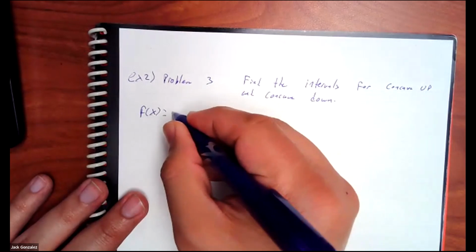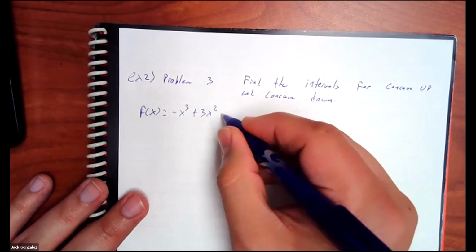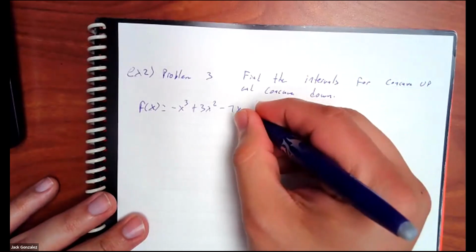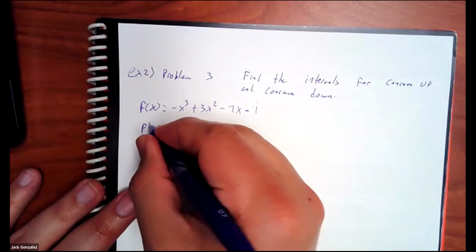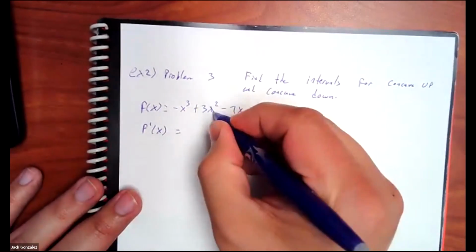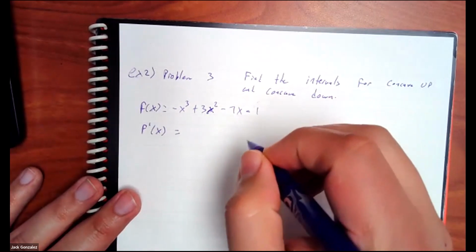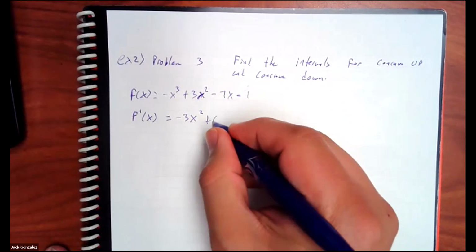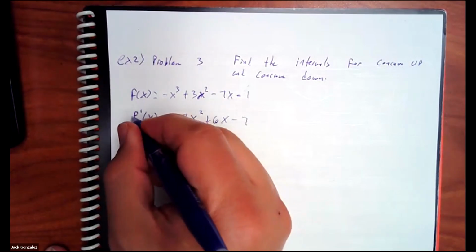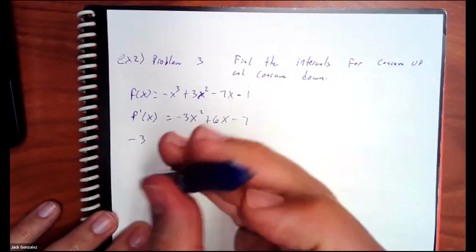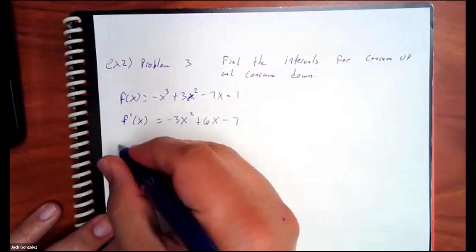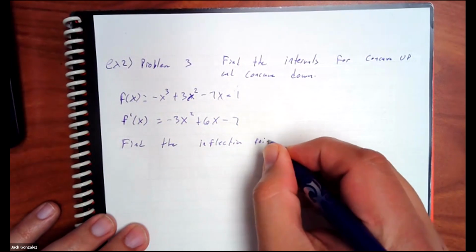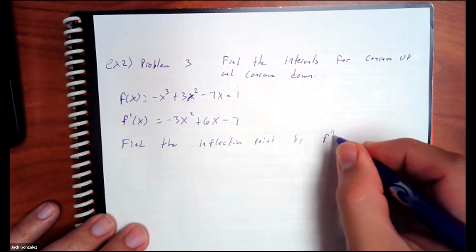F of x is equal to negative x cubed plus 3x squared minus 7x minus 1. Take a derivative. What will be the derivative? You guys are all pros now, right? Negative 3x squared, plus 6x, minus 7. Okay. Set this to 0. So I'll make a note here. Find the inflection point by setting the second derivative to 0.